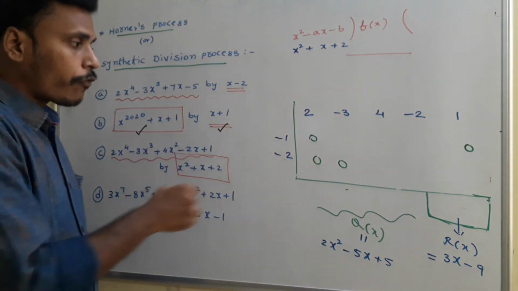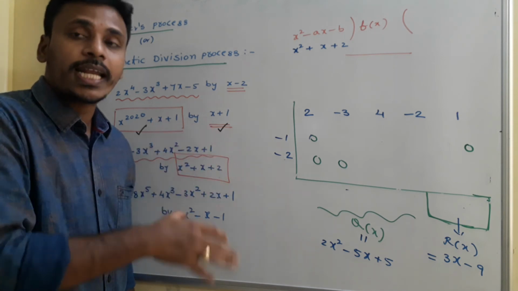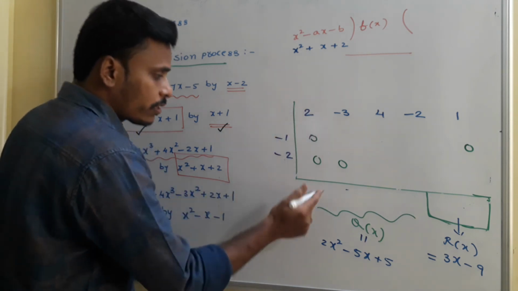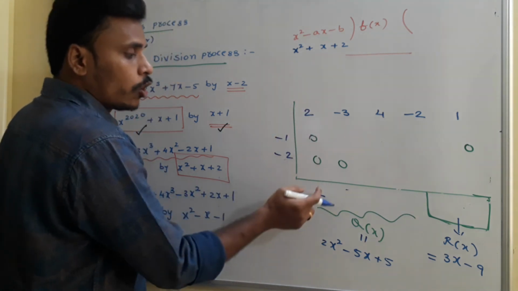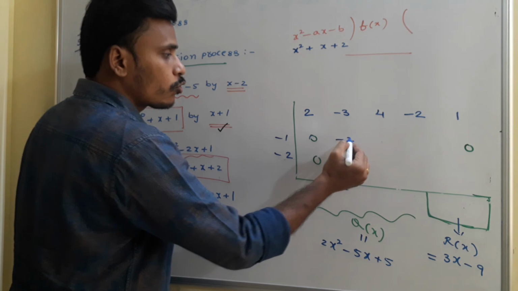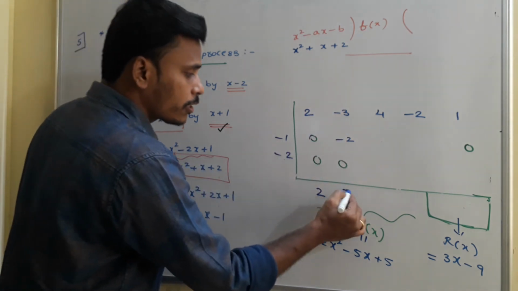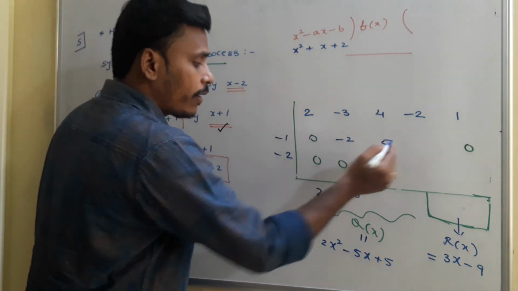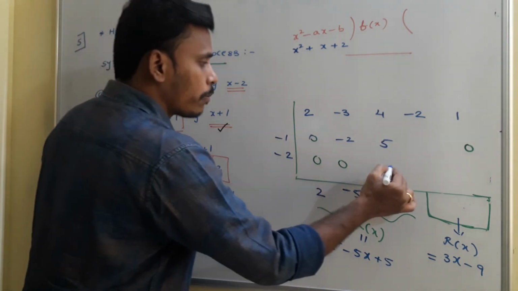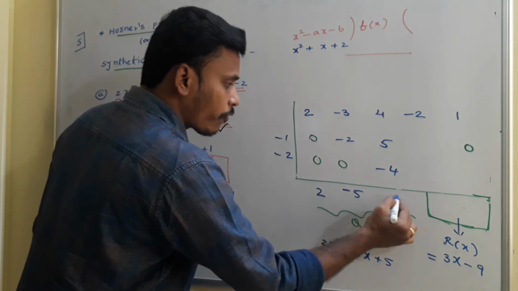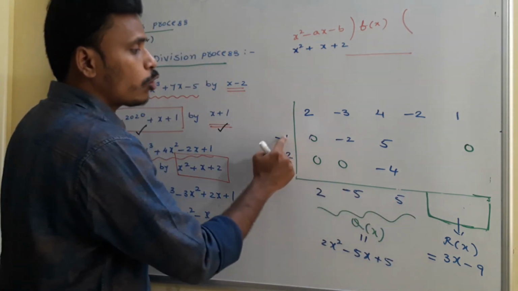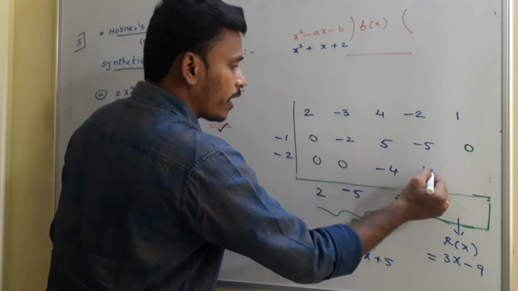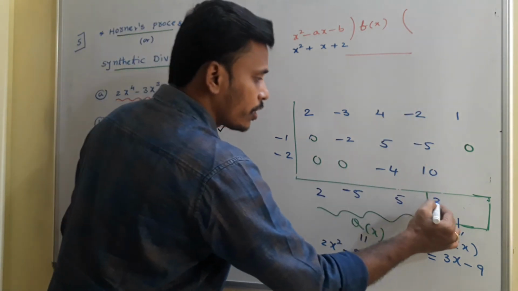Because we are following certain steps, we are calling it a process. And then add column wise. This is 2. Then 2 into minus 1 is minus 2. Add column wise. This is minus 5. And then minus 5 into minus 1 is 5. This 2 into minus 2 is minus 4. Add column wise, 5. And then this 5 into minus 1 is minus 5. This minus 5 into minus 2 is 10. Add column wise. This is 3.